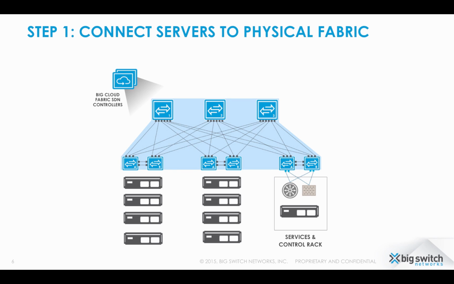For the demo, we have a 3 rack BCF topology. Each rack has 2 top-of-the-rack leaf switches. And all those leaf switches are connected to spine switches on top. We have 4 bare metal servers connected to the first 2 racks. The third rack is used as a service rack.